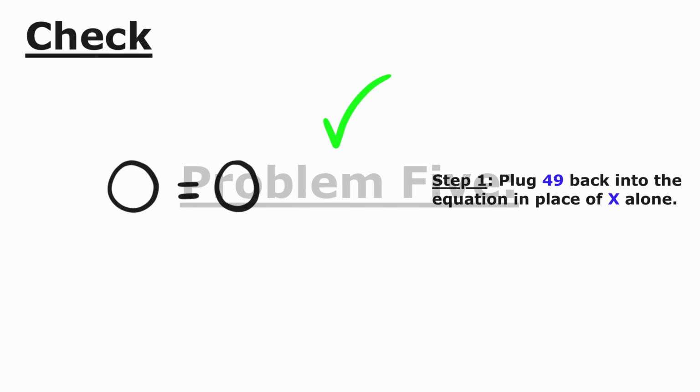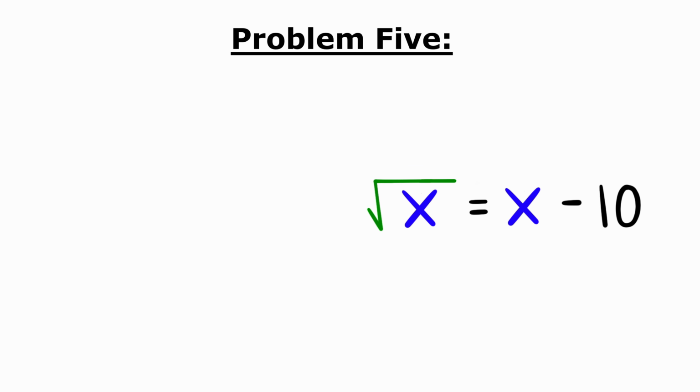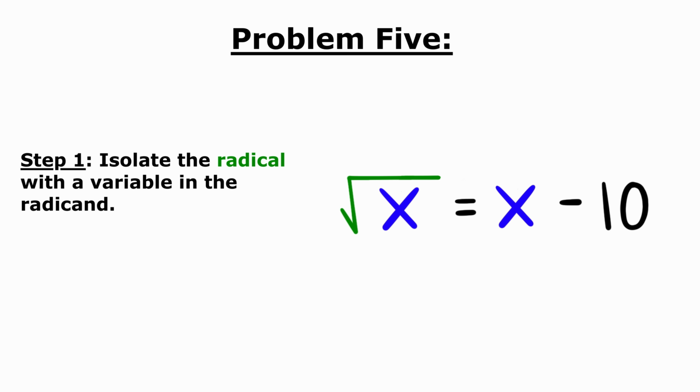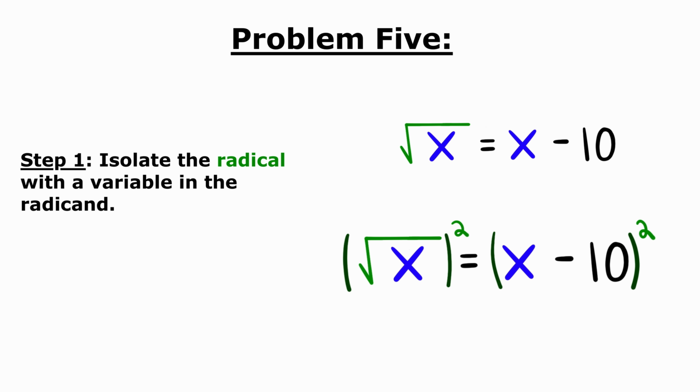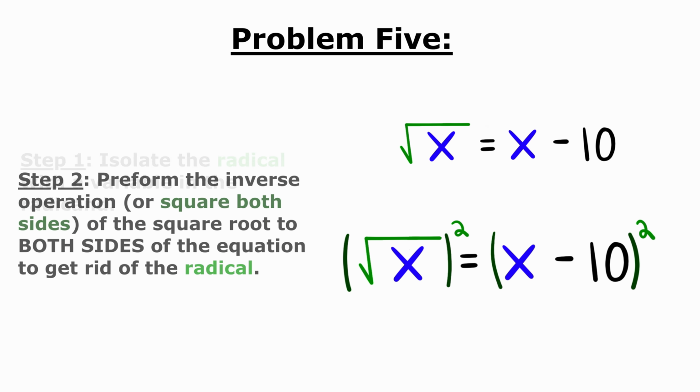The last problem we'll be doing today is problem 5. Step 1. Isolate the radical with the variable in the radicand. You might have noticed that there's another variable that's not under a radicand. We only have to isolate the variable underneath the radicand. We do not need to isolate the lone variable. Step 2. Perform the inverse operation.